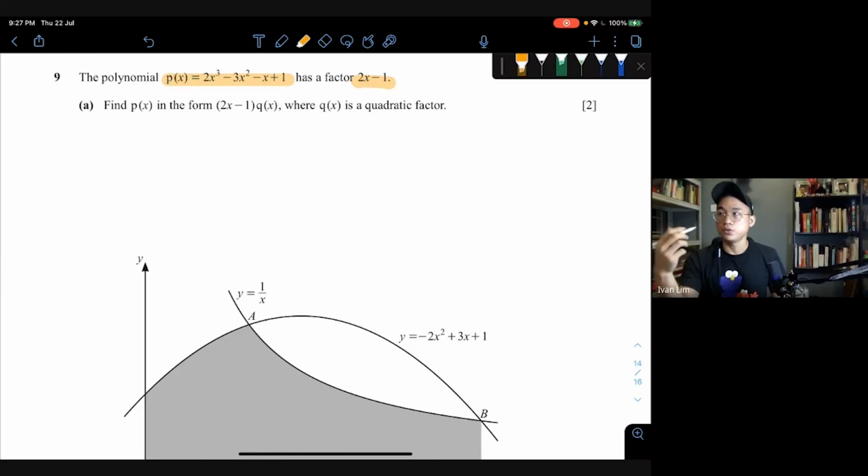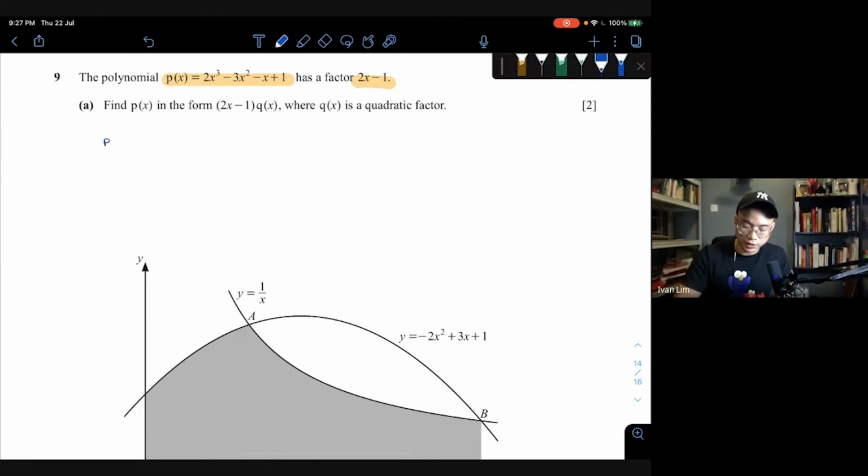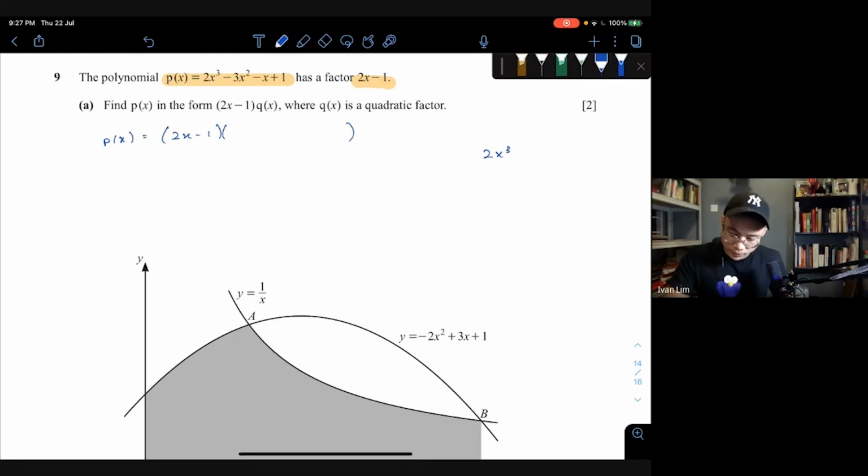Okay, so q(x), how do you find q(x)? There are a few methods that are taught in your textbook, but what I normally ask you all to do, just do long division. Okay, just do long division. So 2x minus 1, then we want to see what's the term inside here. Okay, 2x cubed minus 3x squared minus x plus 1. Go and do your long division here. 2x minus 1. Okay, let's see, what will you get?